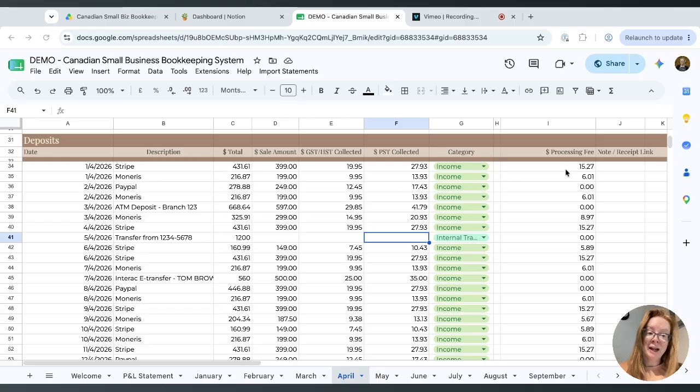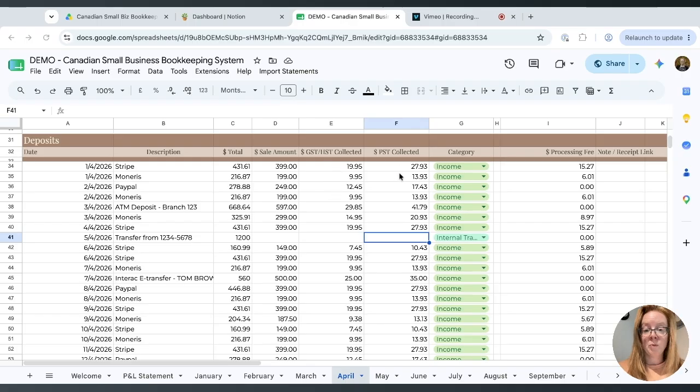If you didn't account for that processing fee and your business is at the point where you need to be collecting and remitting sales tax, then your total sales numbers would be off, which could get you into trouble. So to make sure that we have accurate numbers, we have the sale amount column here. So this is what you actually charge the customer. We have GST or HST that was collected, if applicable. Same for PST.